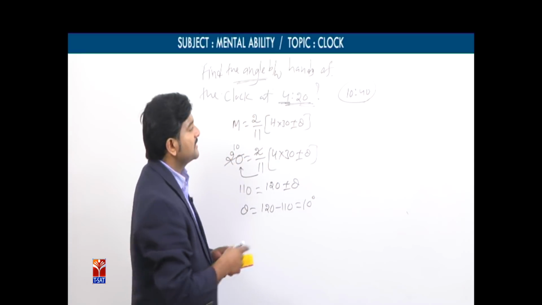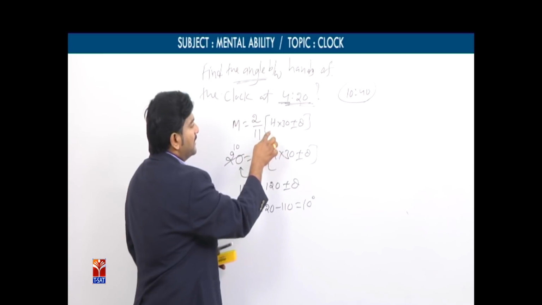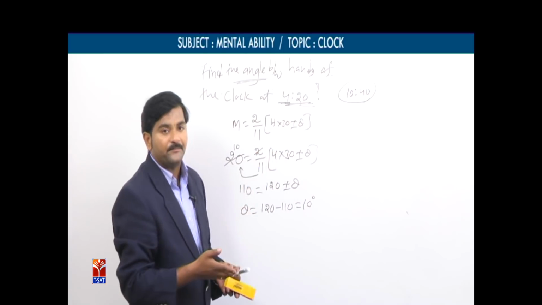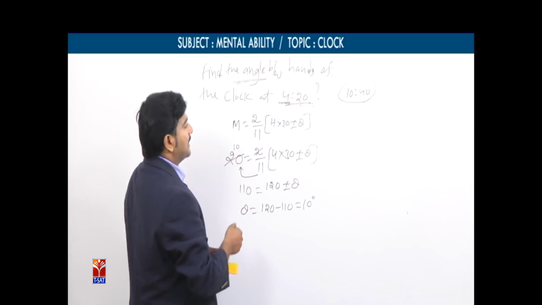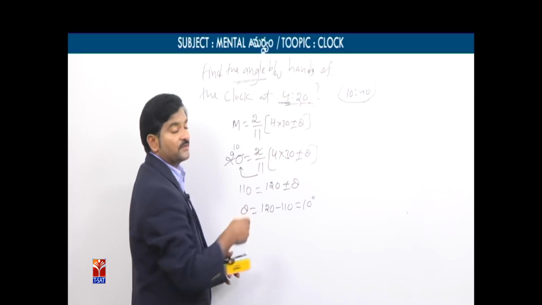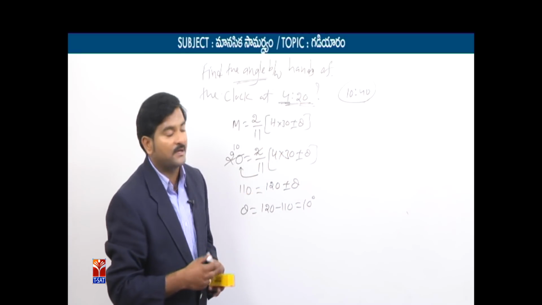So 10:40 means, in the same formula, instead of 4 we need to take h equal to 10, because the hours are 10 hours, and instead of taking m equal to 20, we need to take m equal to 40 because he mentioned 40 minutes.